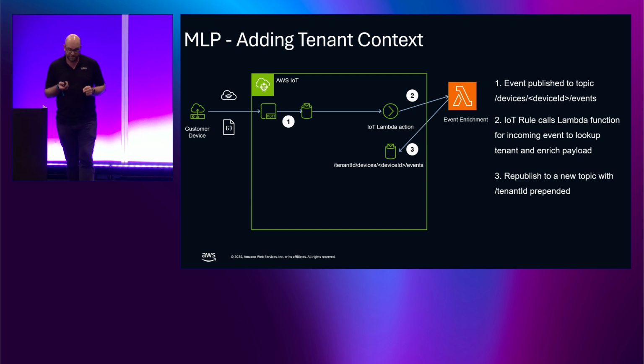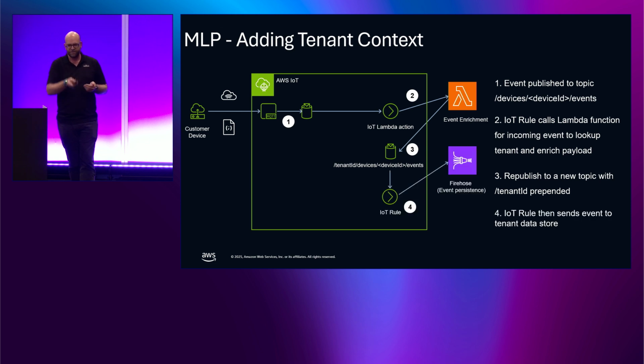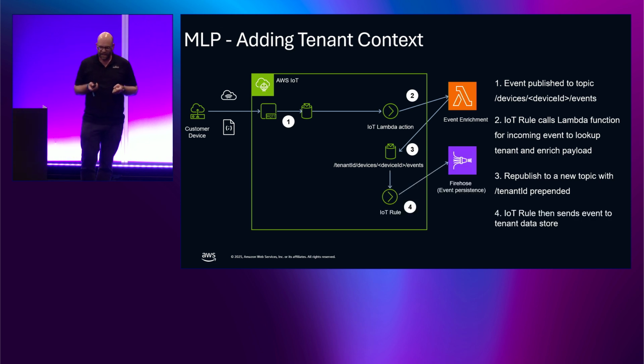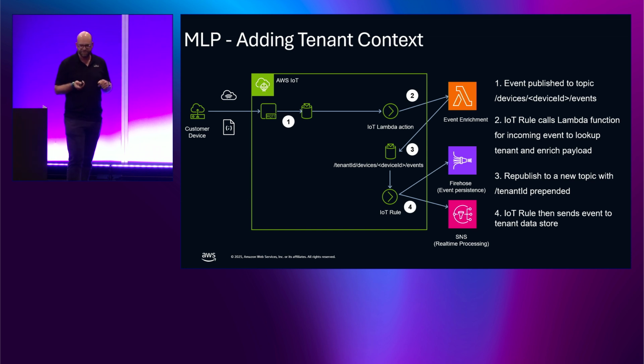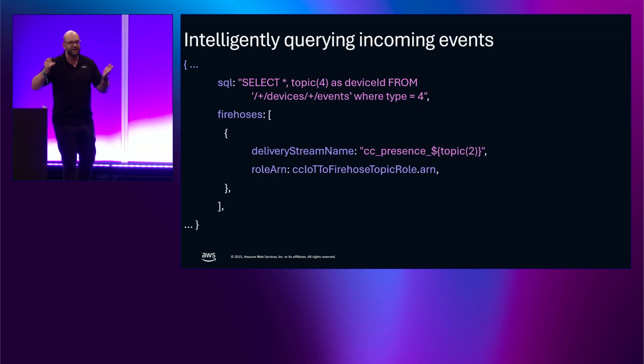Then that republishes to a different MQTT topic path, which has the tenant at the beginning of that path. So I can easily query and see all the events coming through for the right tenant. Then a rule can grab that, and I've got a separate Firehose for each tenant, keeping all tenants' data separate. And I've got an SNS as part of that to be able to do real-time processing for those events that I care about.